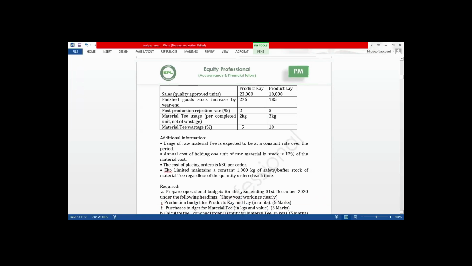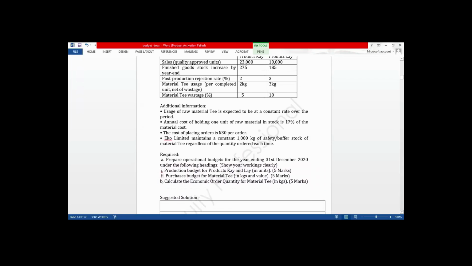Requirements A. Prepare operational budgets for the year ending 31st December 2020 under the following headings, showing your workings clearly. 1. Production budgets for products K and product Lay in units. 2. Purchases budget for material T in kg and value. Then calculate the economic order quantity for material T. Everything, 15 marks.